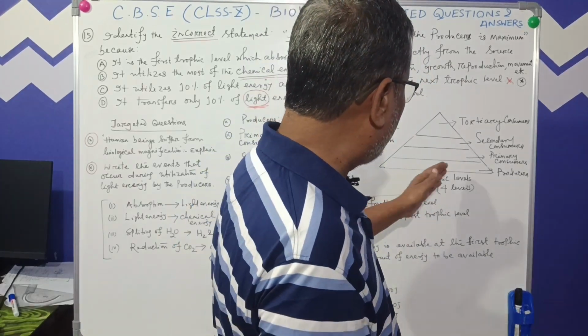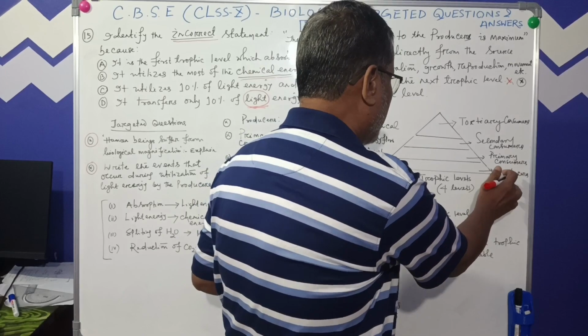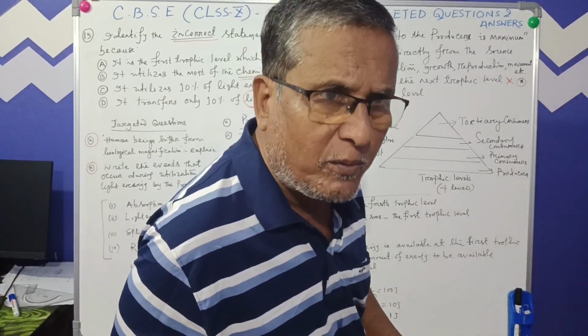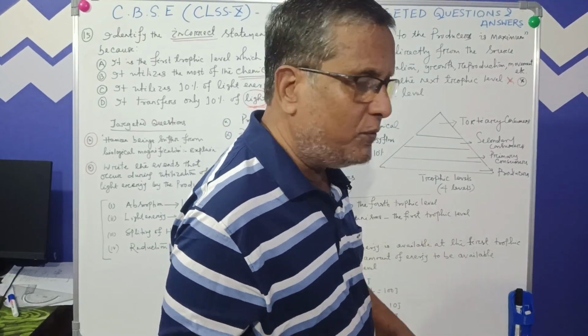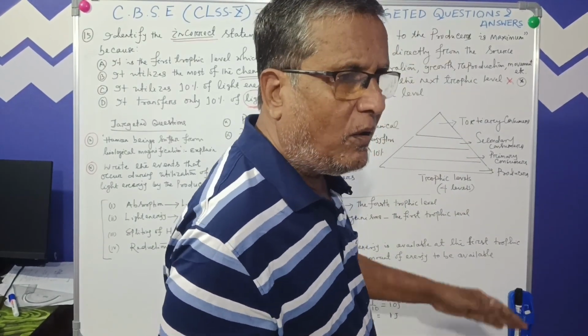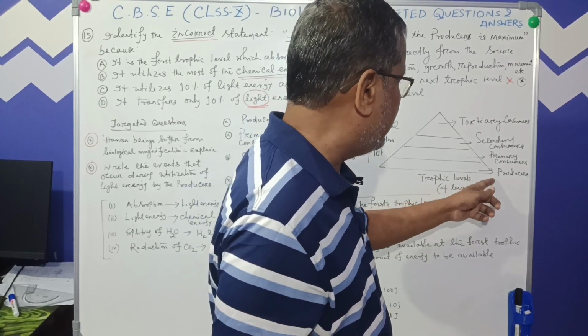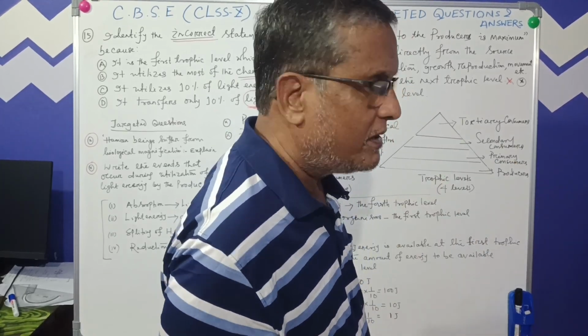And the first trophic level, you see, is the producers. Why are they called producers? They are called autotrophs. They produce food for all others. All others are dependent, and this one is independent, or autotroph.